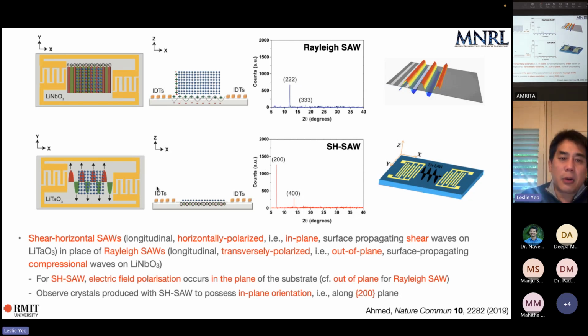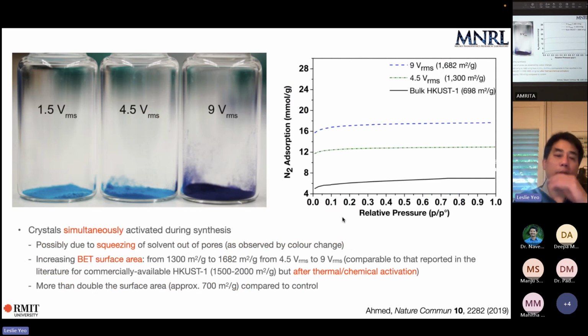If you look at the crystals, the HKUST crystals that we generate, instead of 111, 222, 333, 444, we have 100, 200, 400. So now the molecular orientation is in the other direction. That's because the electric field, the polarization, is also in plane. So that's why we think that the electric field is playing a role.